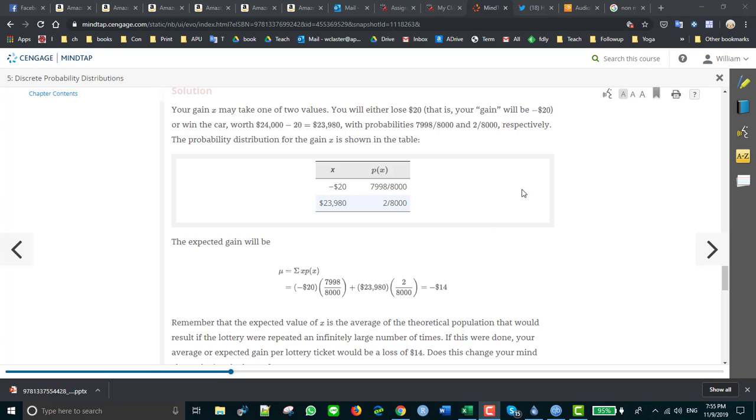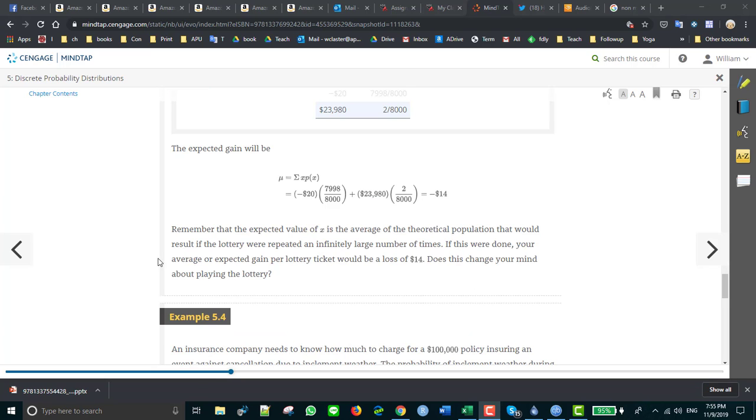Eventually, or sometimes, we would actually win the car. But sometimes, actually most of the time, we wouldn't win the car. So we can think about, if we played many, many lotteries like this, what would be the net result? Sometimes you would win the car, but most of the time you would lose $20, and on average you would lose $14. That's what this minus 14 means. So they say, if this were done, your average or expected gain per lottery ticket would be a loss of $14.